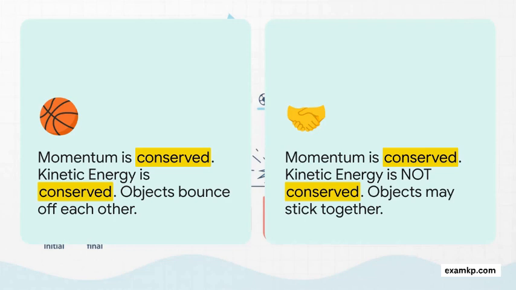But, and this is a big but, there are two types of collisions you need to know. In elastic collisions, both momentum and kinetic energy are conserved. Think of two snooker balls bouncing perfectly off each other. In inelastic collisions, momentum is still conserved, but, and pay attention here, kinetic energy is not. Some of it gets lost as heat or sound. This is what happens when things stick together after they collide. This difference is a huge favorite for exam questions, so make sure you know it.